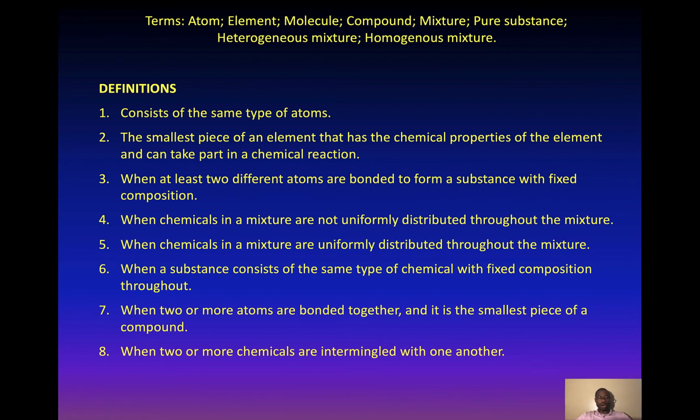Definition 7: when 2 or more atoms are bonded together, and it is the smallest piece of a compound. So here you are dealing with a molecule. A molecule is when you have 2 or more atoms bonded together. The atoms don't necessarily have to be different. They can be the same atoms or different atoms. Once you have 2 or more atoms bonded together, you're dealing with a molecule. And usually a molecule is the smallest piece of a compound.